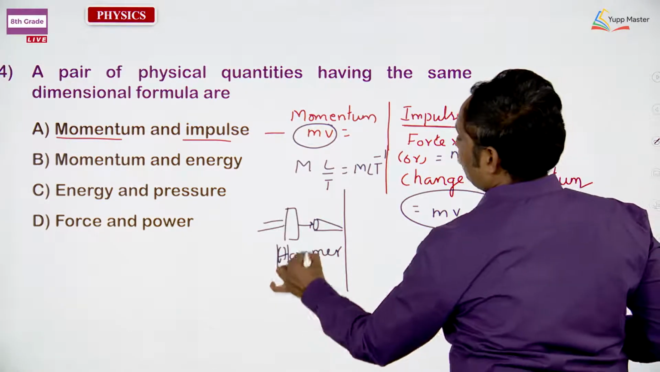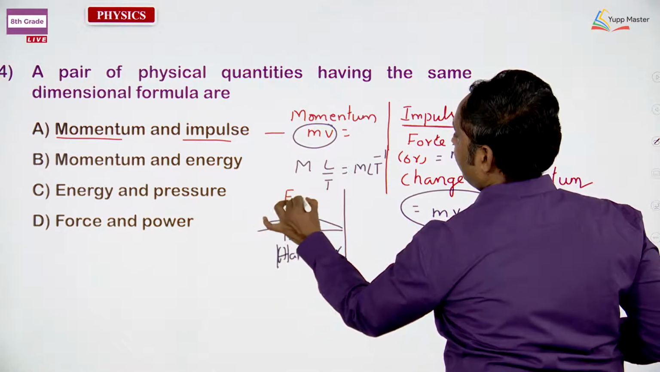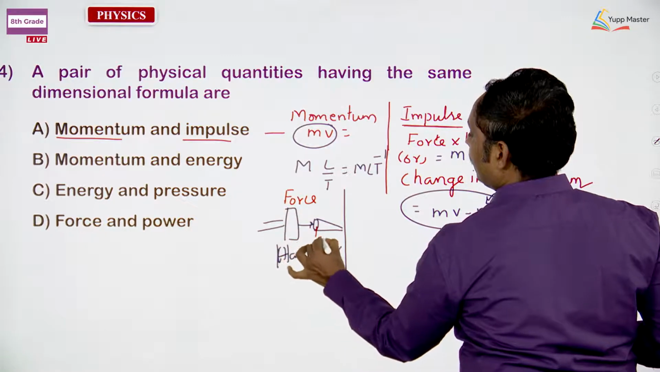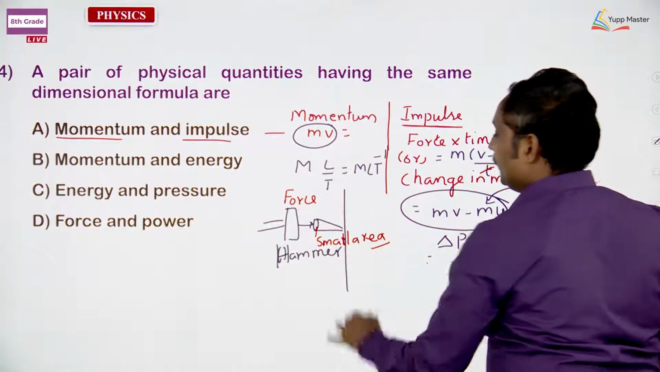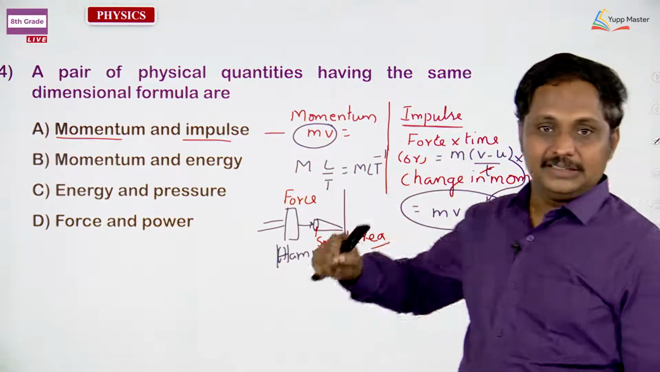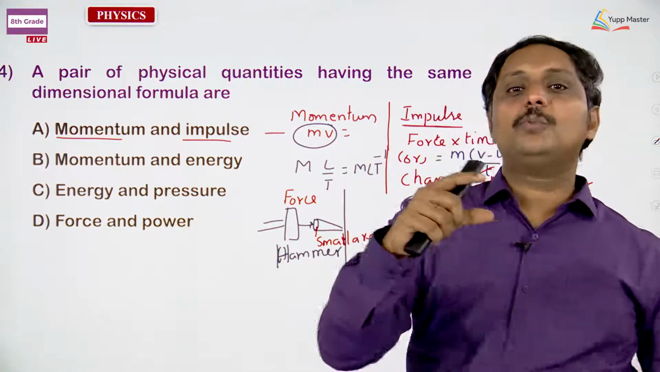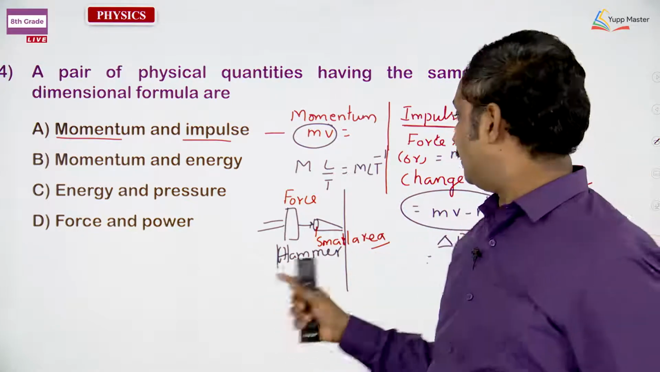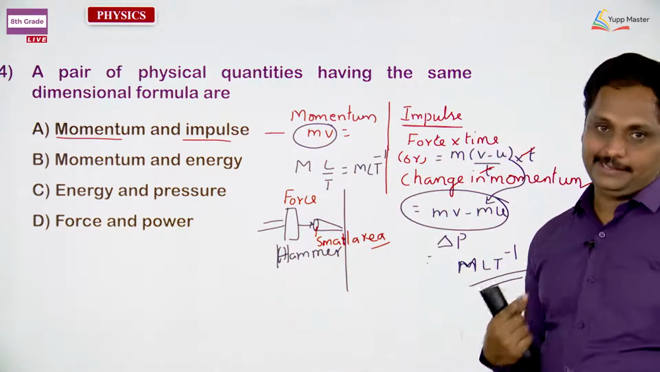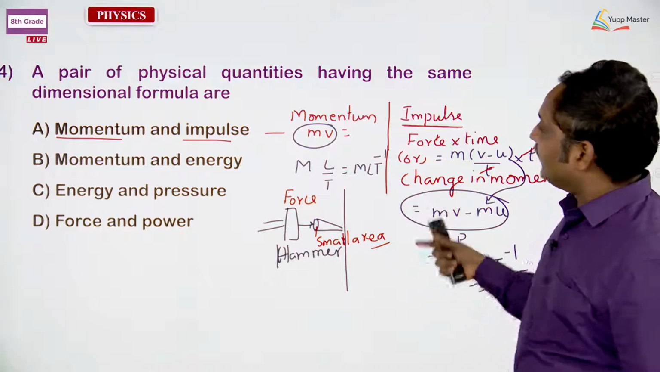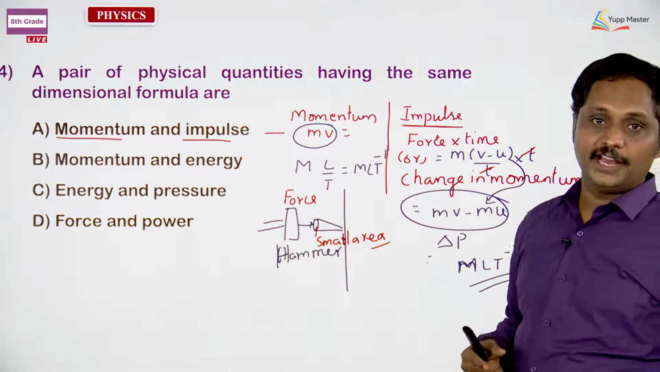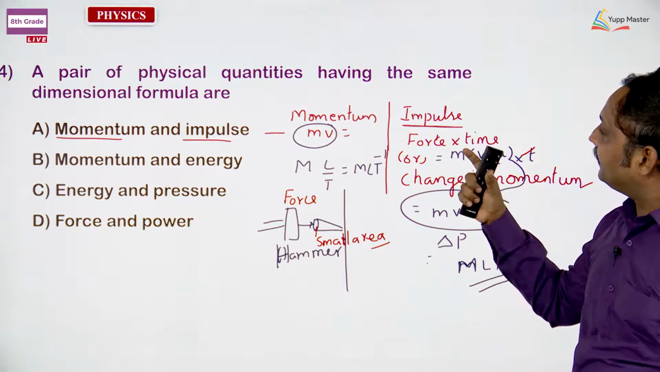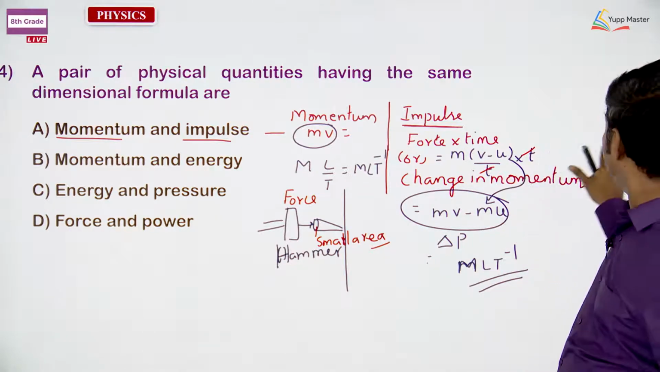Here, a large force is acting on a small area. This is the small area. Within the small area and within a short period of time, a large amount of force is acting. So there exists an impulse. It is very clear. If you take another example, you can check it very easily. I hope it is clear from momentum and impulse.